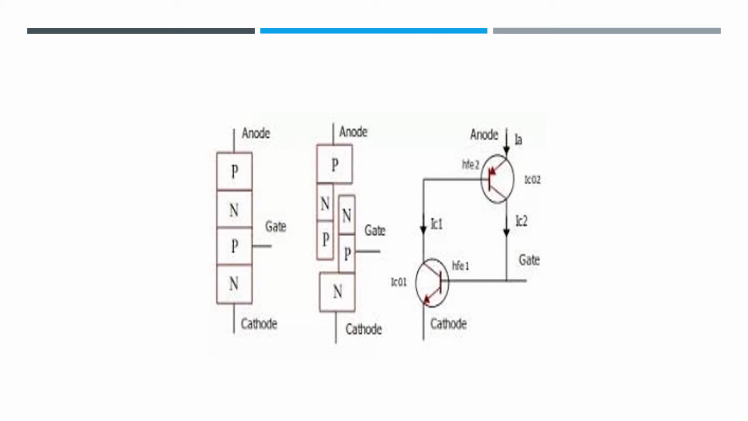Now we have to understand this PNPN diode as a two-transistor model, because we know that it is a PNPN diode. Here you can see that when we combine the layers, it becomes two transistors, PNP and NPN. Similarly, here the circuit diagram is shown, where we have considered two transistors in the form of PNP and NPN transistors.